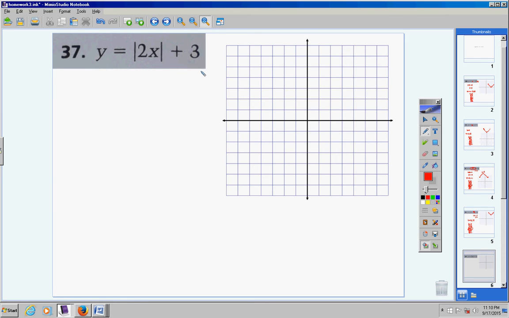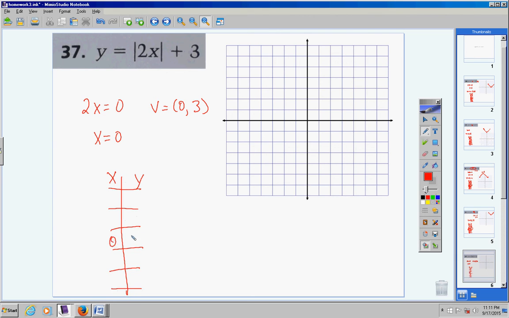Okay, we're graphing an absolute value equation. So we're going to take the inside of the absolute value, set it equal to 0, and solve. Divide both sides by 2, x equals 0. So my vertex is 0, comma. Here's a number being added to the absolute value. So 0, comma 3. There's my vertex. So now my table of values should be drawn large enough to hold 5 ordered pairs.